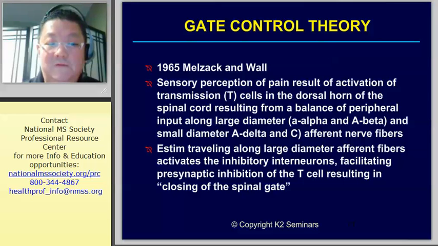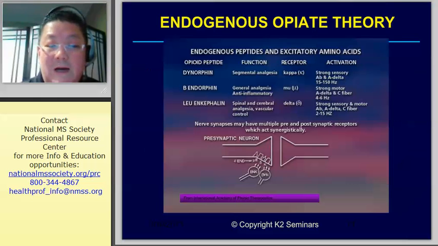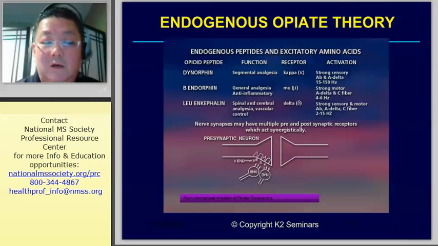in 1965. Again, the sensory perception of pain is a result of activation of the transmission cells in the dorsal horn of the spinal cord, resulting from a balance of peripheral input along large diameter, and here's the key word, large diameter and small diameter afferent fibers. Electrical stimulation falls on larger diameter afferent fibers and hence activates the inhibitory neurons. Basically, it beats the pain to the brain, shuts the gate off, inhibiting that T cell from sending the information further up into the brain.